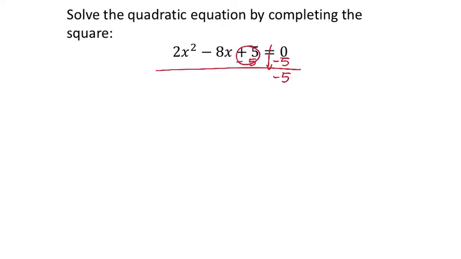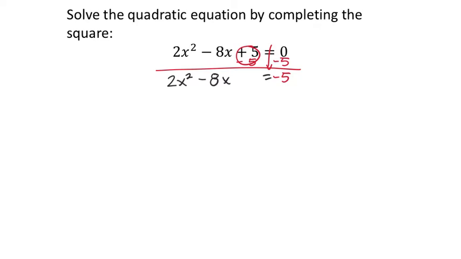And that zeroes that out as planned. And now I've got 2x squared minus 8x equals negative 5. And remember, I'm keeping this space here because I want to complete the square and make that a perfect square trinomial. And I will pretend to enjoy doing it.